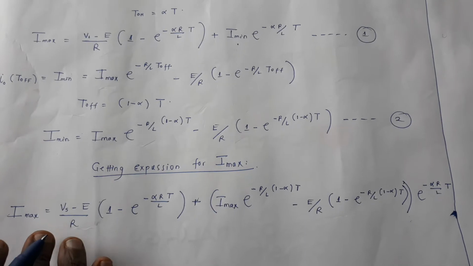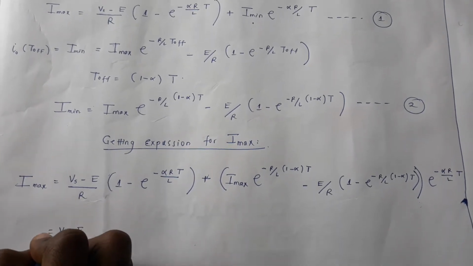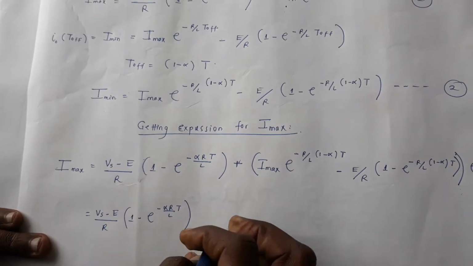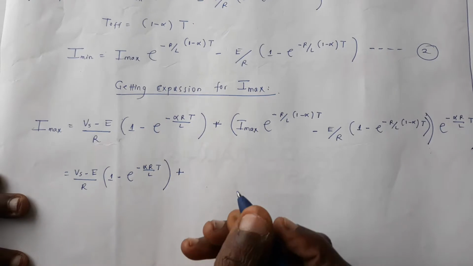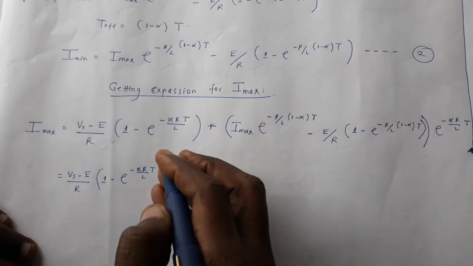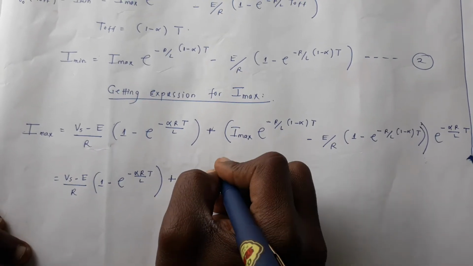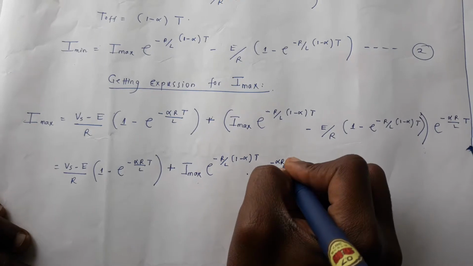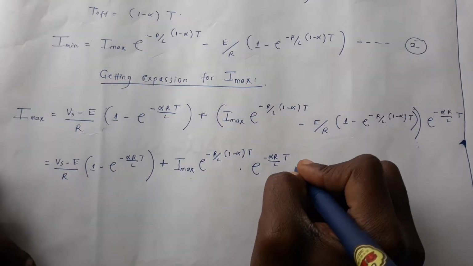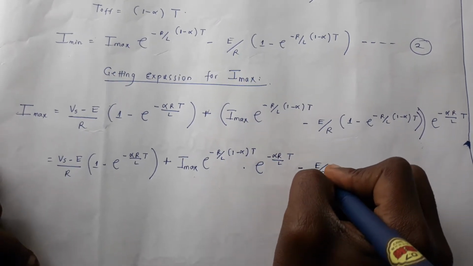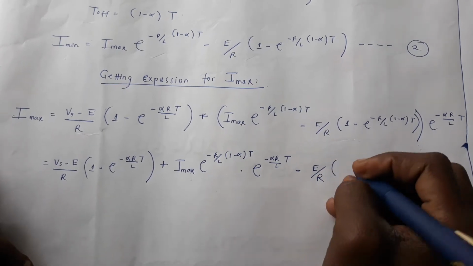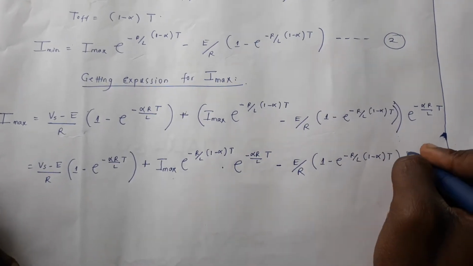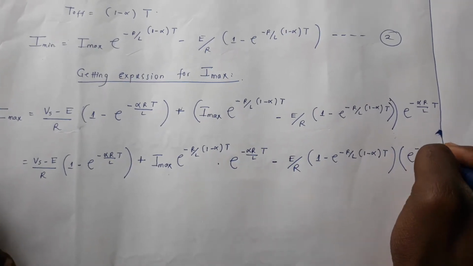So what we can do, we get Vs minus E over R times 1 minus exponential minus alpha R over L T, plus, multiplying this term by this term, Imax exponential minus R over L 1 minus alpha T multiplied by exponential minus alpha R over L T. Then we have minus E over R times 1 minus exponential minus R over L 1 minus alpha T, multiplied by exponential minus alpha R over L T.